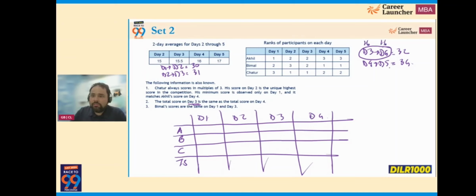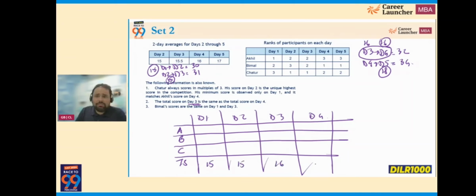If day 4 is 16, day 5 is how much? It is 18. That means if day 3 is 16, then how much is day 2? Day 2 is 15. If day 2 is 15, how much is day 1? Day 1 is 15. So I know 15, 15, 16.